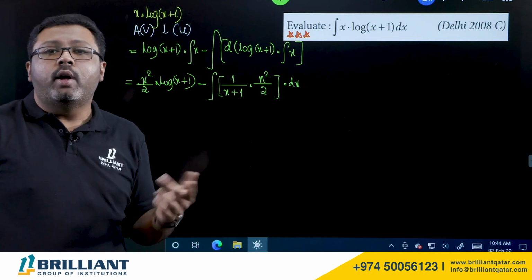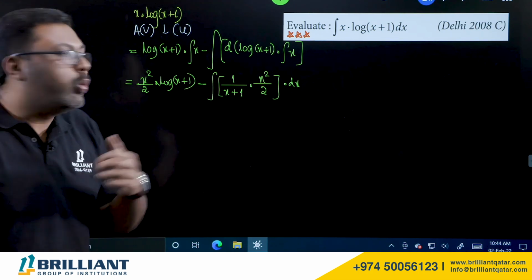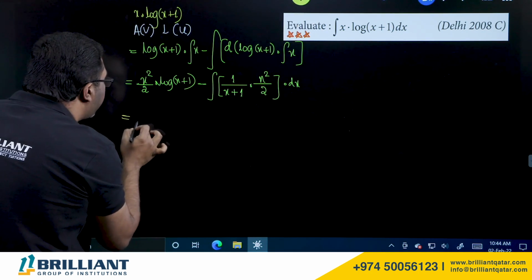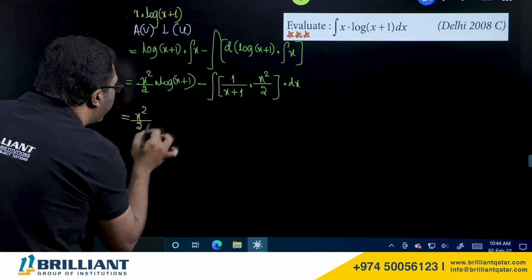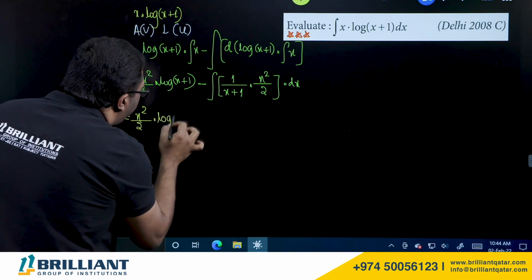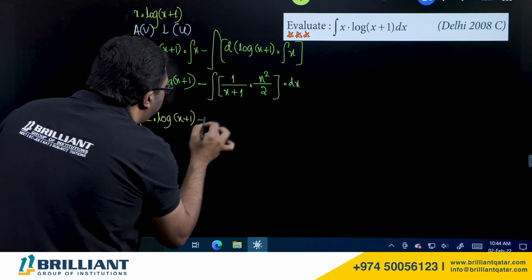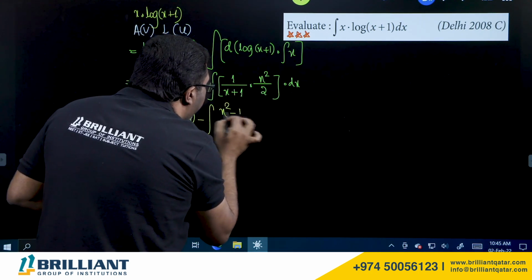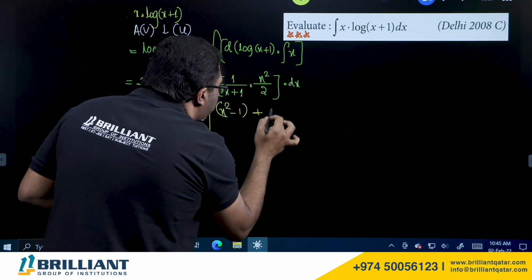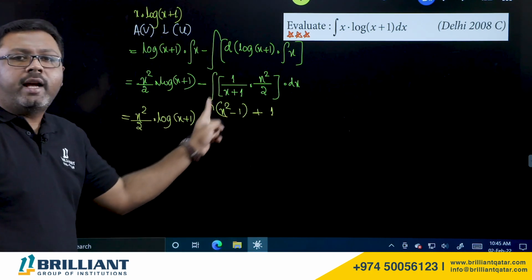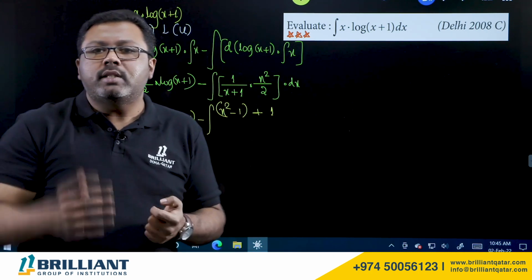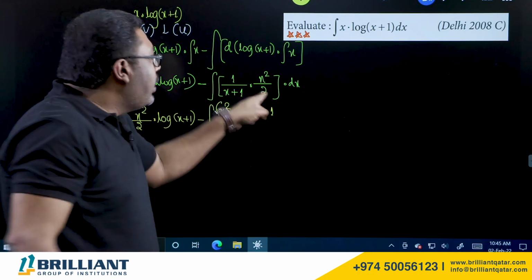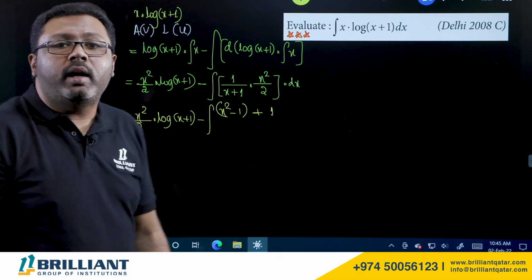You can simply divide it or be a little bit creative like what I'm going to do, which is going to be easier. If you are creative, that is going to be easier. x squared divided by 2 log of x plus 1 and minus this x squared is going to be treated like x squared minus 1 and plus 1. I am creating an x squared minus 1 simply because x squared minus 1 can be written as x plus 1, x minus 1. That will eliminate my x plus 1 in the denominator.